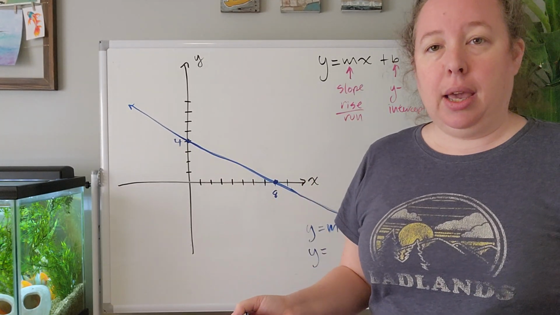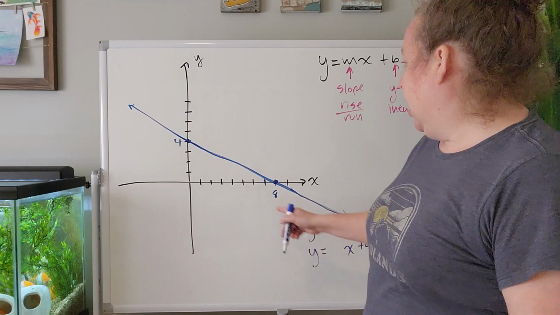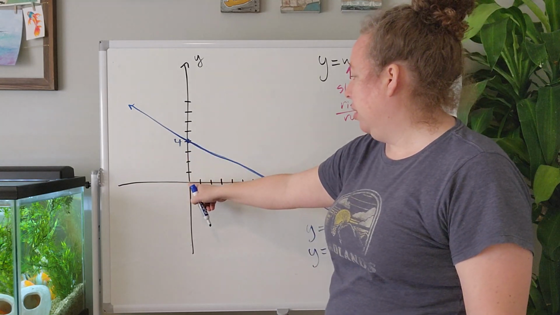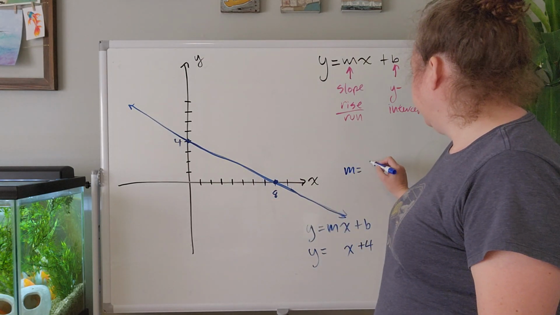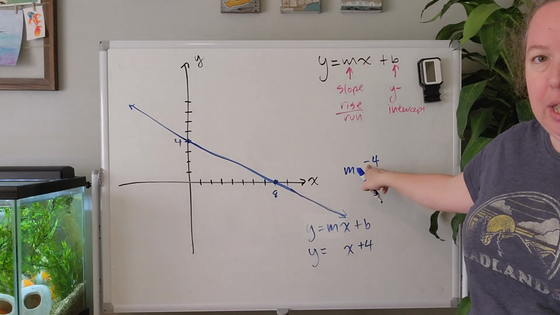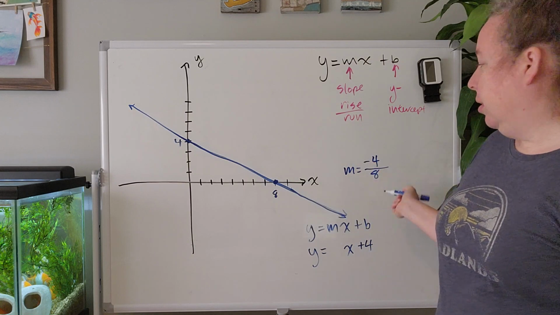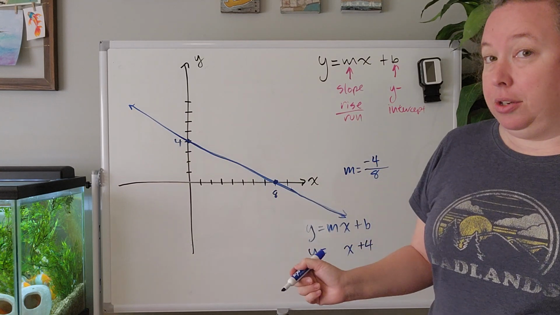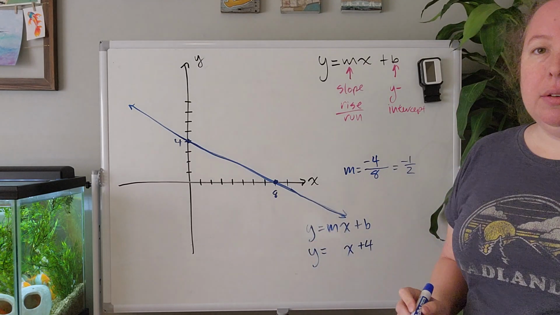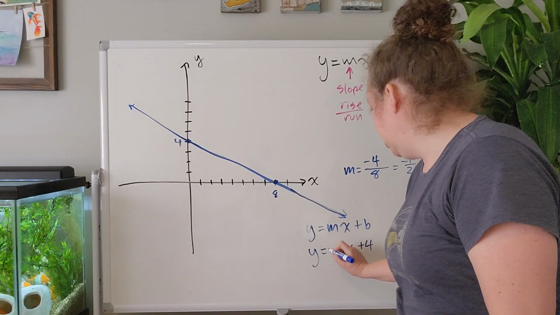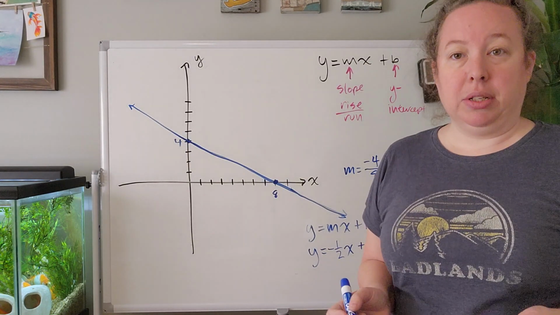And how do we indicate down symbolically in math? We do it with a negative sign. So in this case, I go down 4 and I go over 8. So I go down 4, down indicated by the negative sign, and over 8. Okay? This can be simplified, and so we definitely do want to reduce it. And so this is going to be negative 1/2, because 4 is half of 8. So this is going to be y equals negative 1/2 x plus 4.